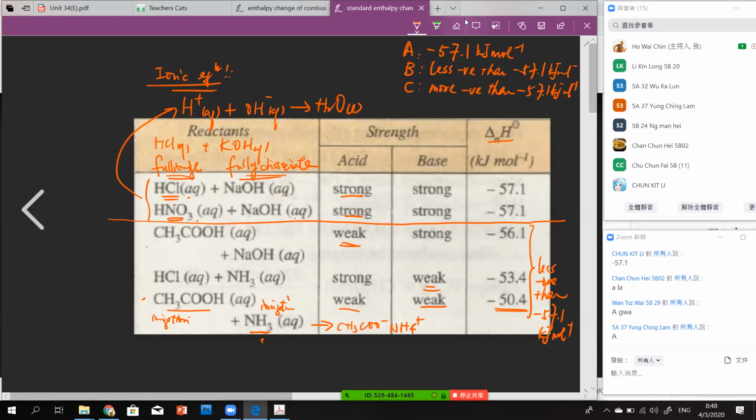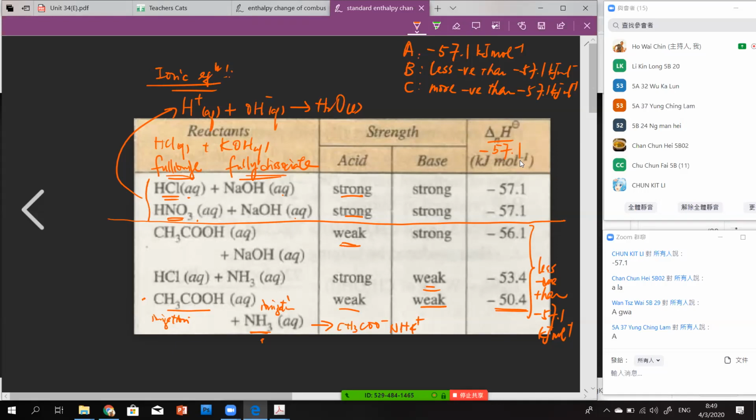We still talk about what? The same strength of acid and alkali, right? We talk about strong acid, strong alkali. And the ionic equation is still the same. Hydrogen ion reacts with hydroxide ion to form 1 mole of water. So the answer is still A. Can you get the point? So the answer for this is minus 57.1 kilojoule per mole. Understand?